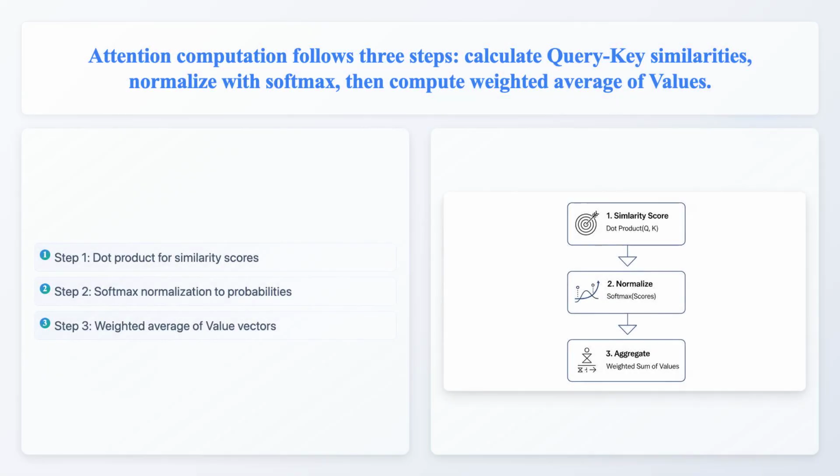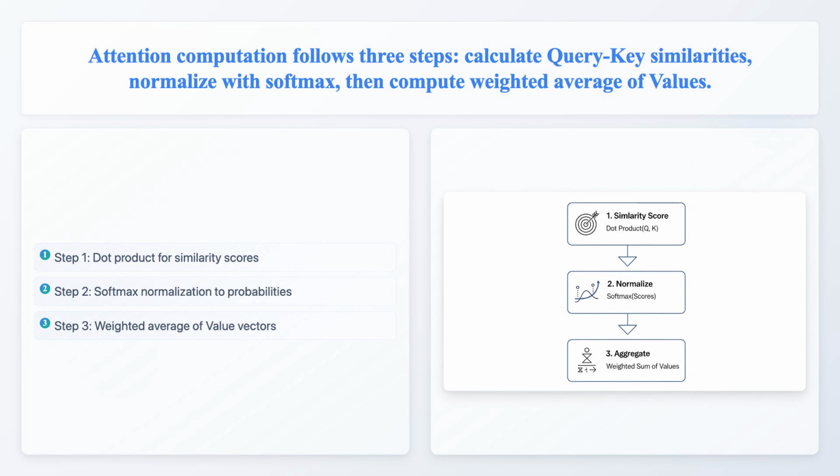With our Q, K, and V vectors ready, we can now compute attention through a three-step mathematical process. Step 1: Calculate similarity scores between the query of the current word and the key of every word in the sequence. This is done using the dot product, a measure of vector similarity.